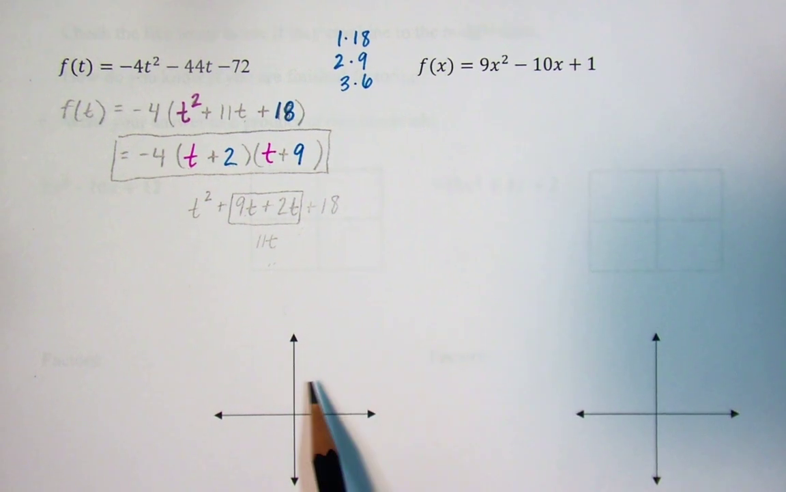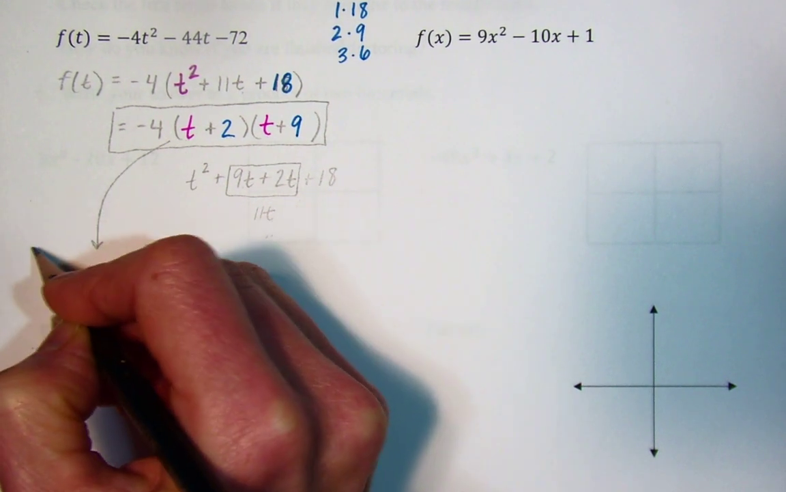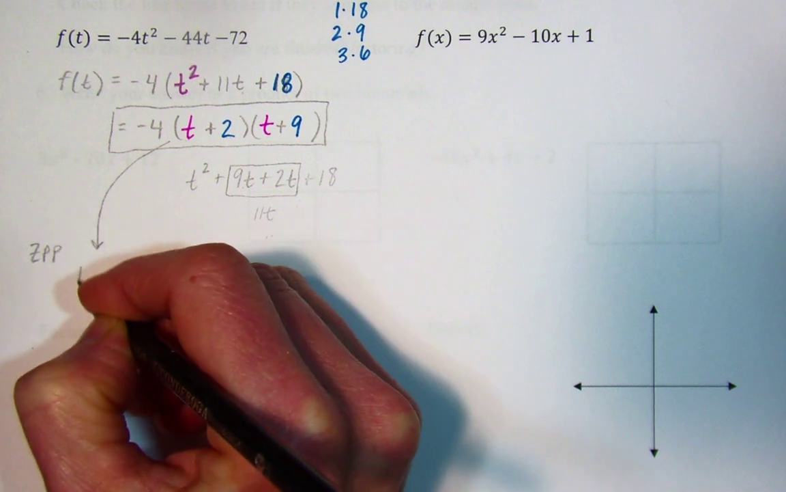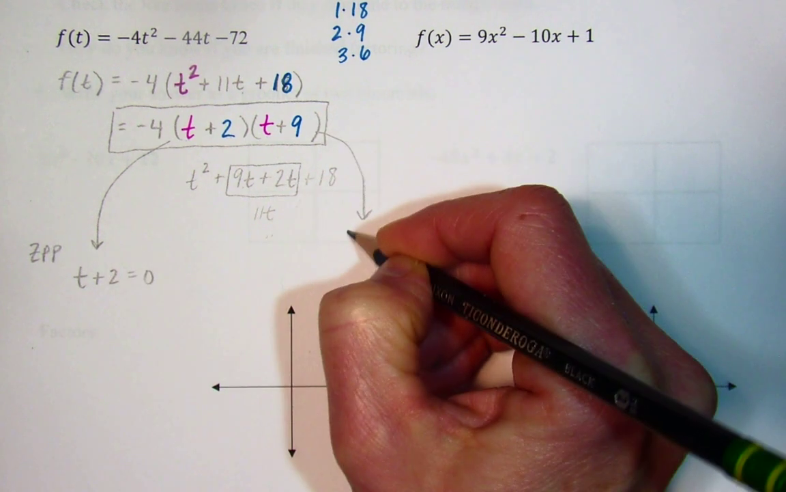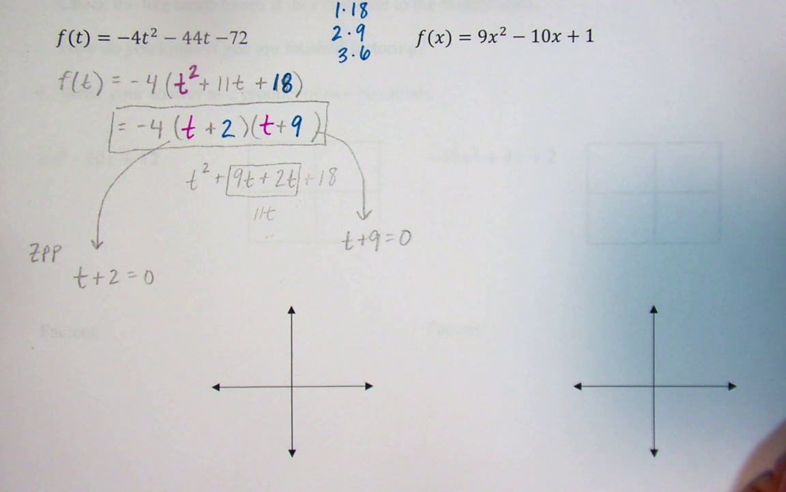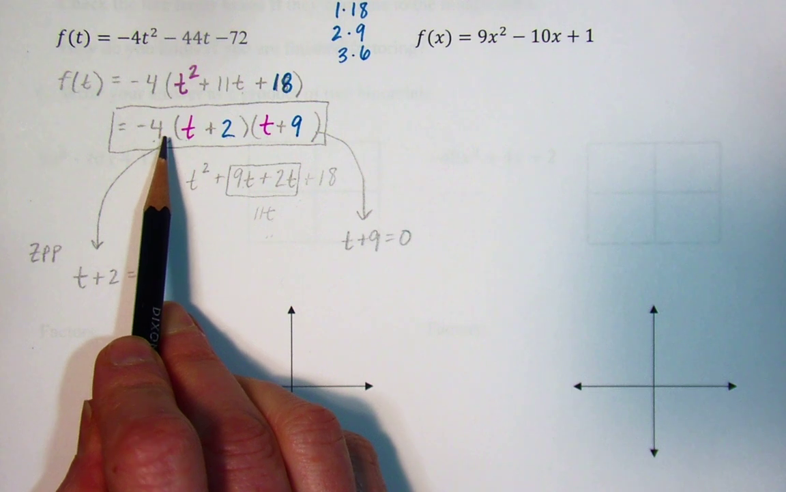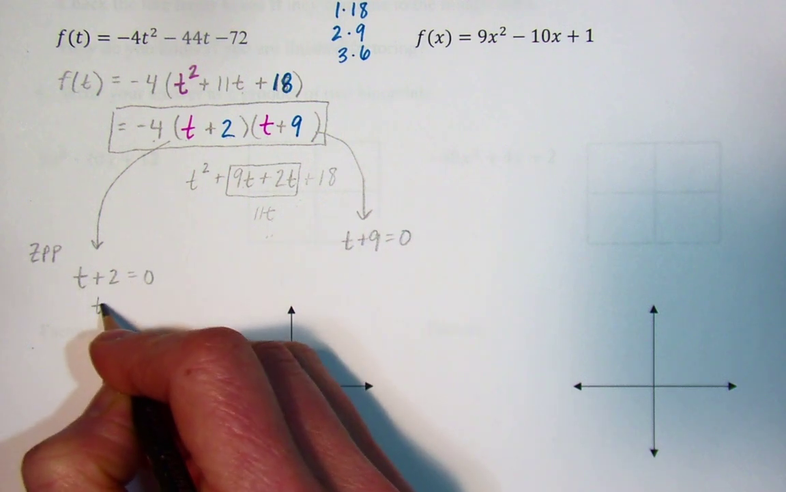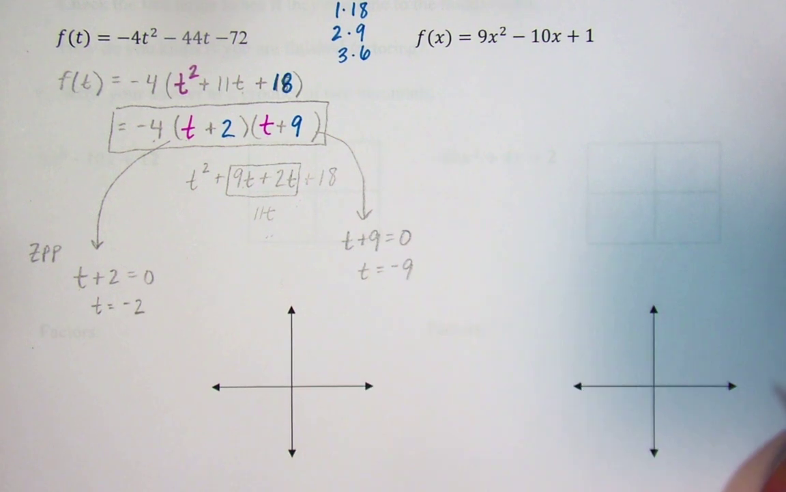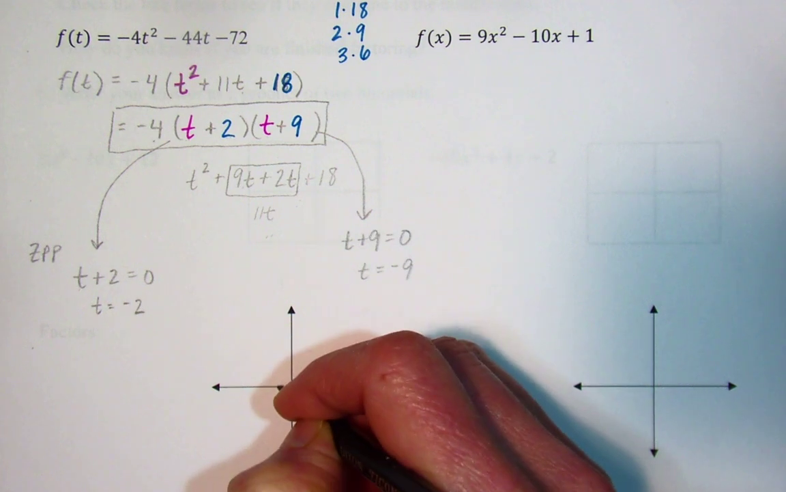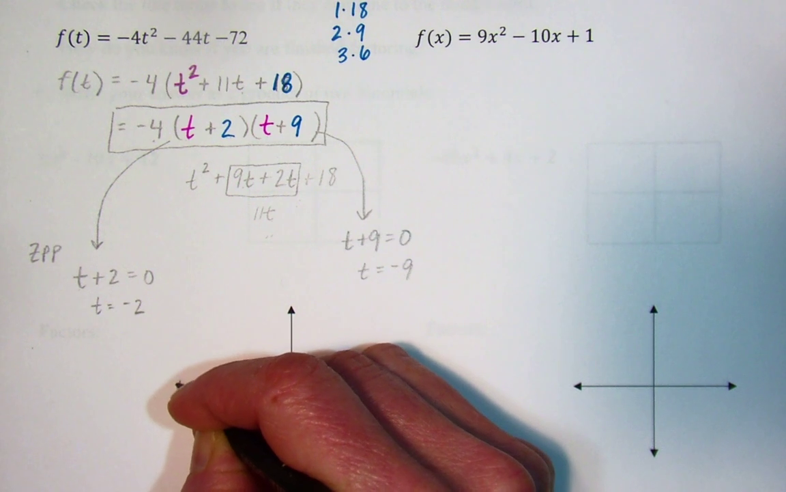But it's asking me to find my x-intercepts and graph my function. How do I do that? I am going to use the zero product property. Take the factor, t plus 2, equal to 0. Take the other factor, t plus 9, set it equal to 0. I do not have to take this factor and set it equal to 0 because there's no t here. What plus 2 equals 0? -2. What plus 9 equals 0? -9.